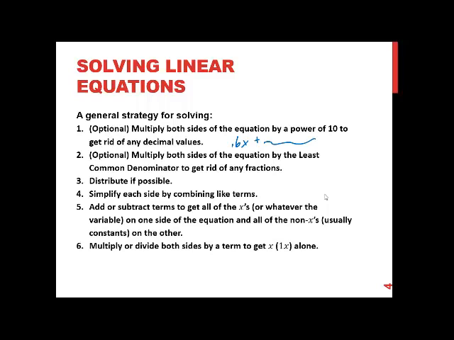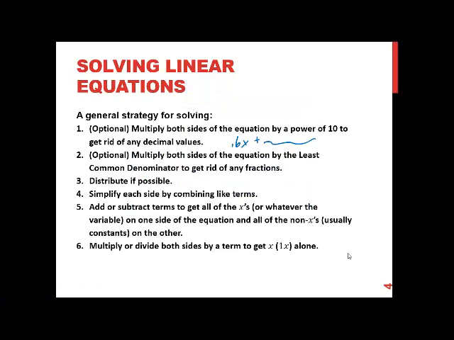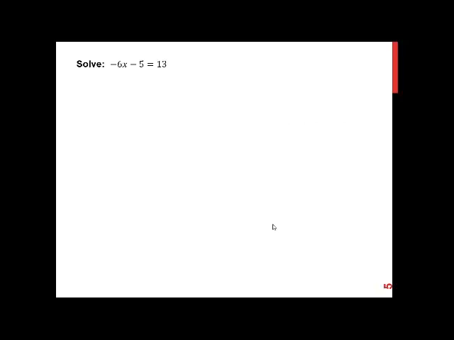And finally, we will multiply or divide both sides by whatever it takes to get our x completely alone. X or 1x, what I mean by that is if you have 5x, you would divide by 5. If you had x over 2, you would multiply both sides by 2, whatever it takes. And finally, we always want to check our answer. Make sure we haven't made any mistakes. So let's solve some equations.